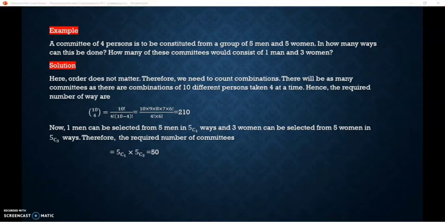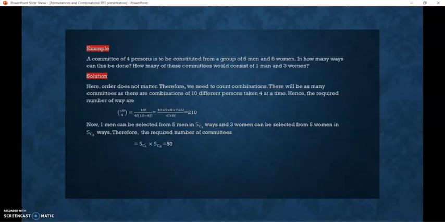Say the question might have been, in how many committees would there be no man? That means the committee should consist entirely of 4 women. Then in how many ways can I do this? I have 5 women, and I have to choose 4 of them. I can do it in 5C4 ways. That means there are exactly 5 committees in which there are no men. Is this fine? So this is how problems on committee formations can be dealt with. Let's look at the next problem.